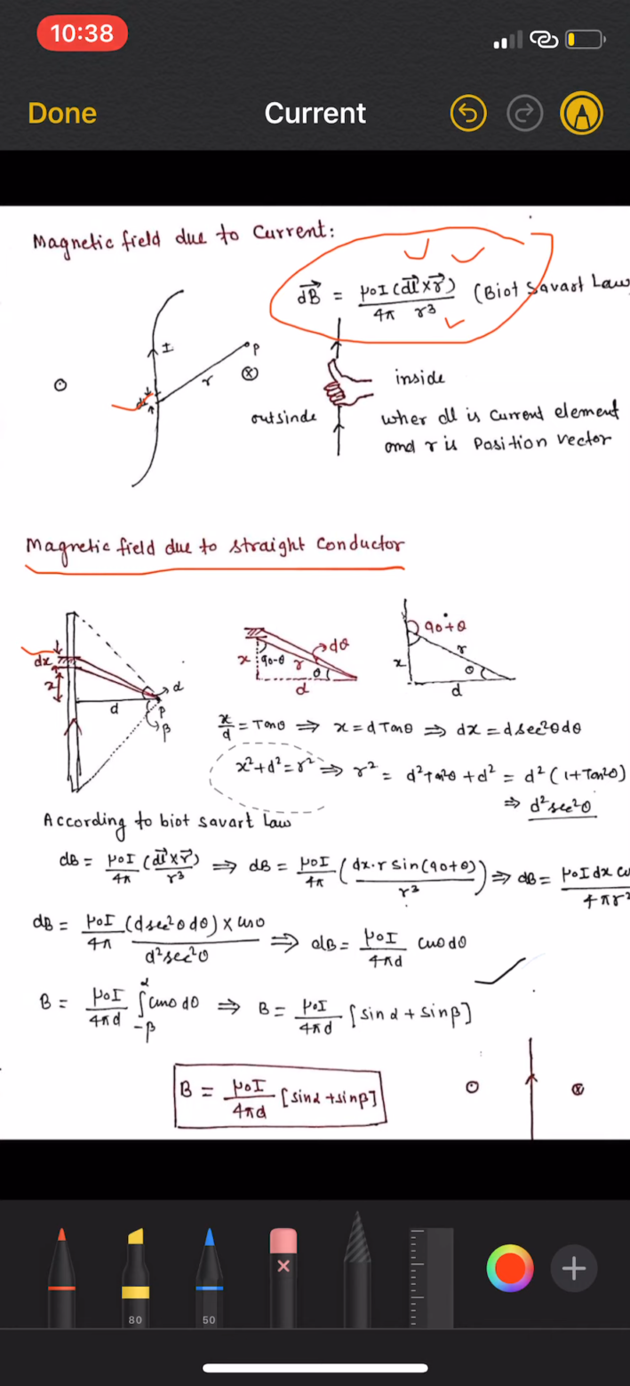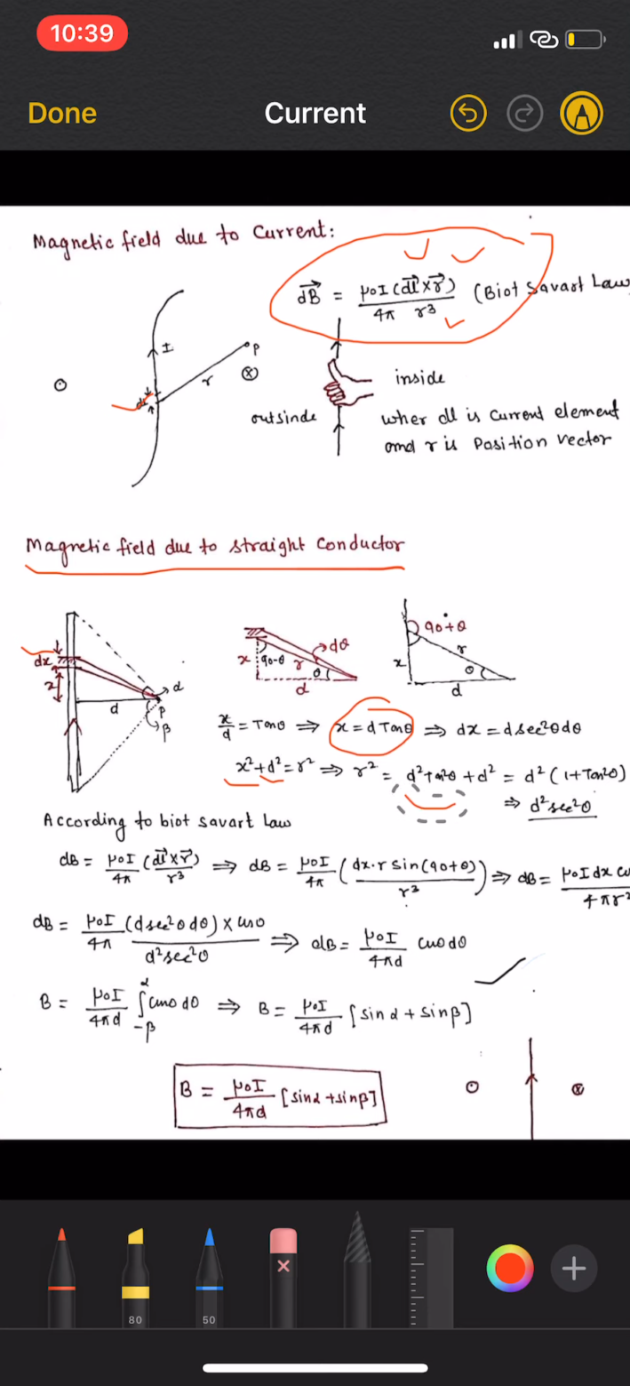It means x square plus d square is equal to r square. So r square is equal to x square plus d square, and in place of x I can write d tan theta. So x square becomes d square tan square theta. Means r square is equal to x square plus d square, and in place of x square I am writing d square tan square theta.